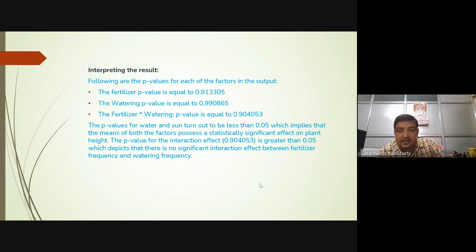So the p-values for fertilizer and watering are not less than 0.05, which implies that means of both the factors do not possess a statistically significant effect on the plant height. The p-value for the interaction effect is greater than 0.05, which depicts that there is no significant interaction effect between fertilizer frequency and watering frequency. So we are getting a p-value more than 0.05. That's why there is no significant interaction between fertilizer frequency and watering frequency.